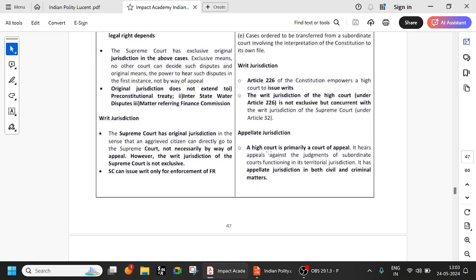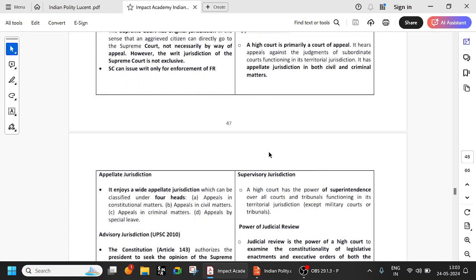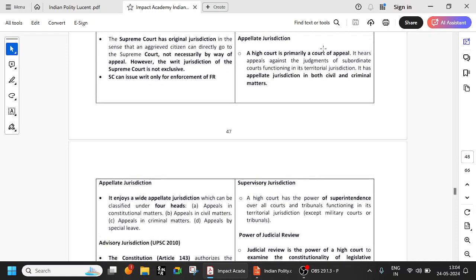So if you look at appellate jurisdiction, the Supreme Court enjoys a wide appellate jurisdiction which is classified under four heads: appeals in constitutional matters, appeals in civil matters, appeals in criminal matters, and appeals by special leave. So all these things come under the appellate jurisdiction of Supreme Court. High Court is primarily a court of appeal. That means first you have to go to the district court, and on top of that, then you will go to the High Court. So it hears appeals against the judgments of subordinate courts like the district courts, municipal courts, several tribunals, everything.